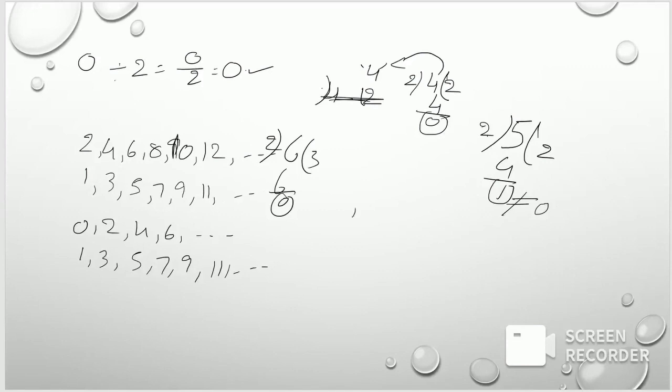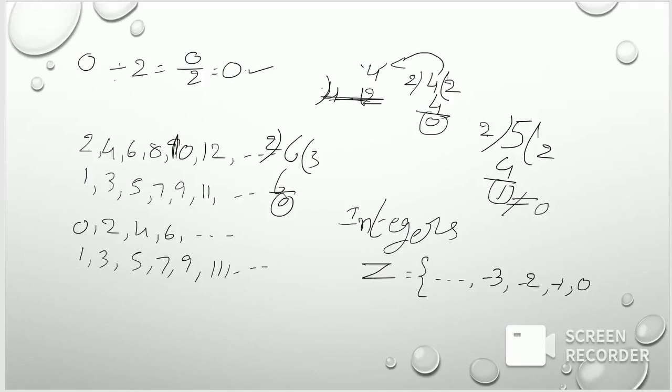According to the integers, these integers are indicated by the letter capital Z, that is equal to and so on, minus 3, minus 2, minus 1, 0, 1, 2, and so on. This integer set is the combination of the positive numbers, negative numbers, and 0. That means it is the extension of the whole numbers, with the negative numbers included.